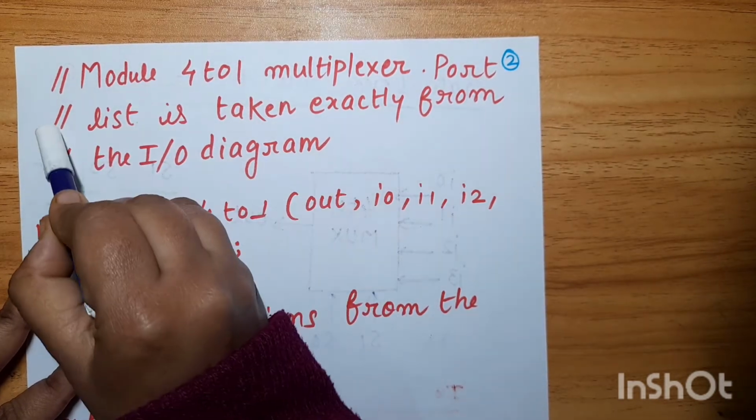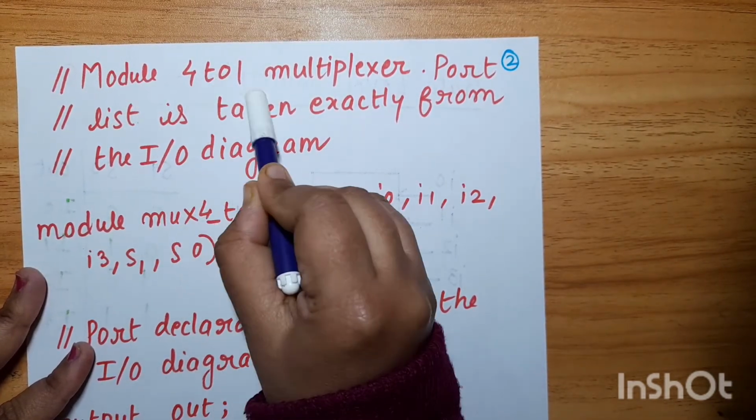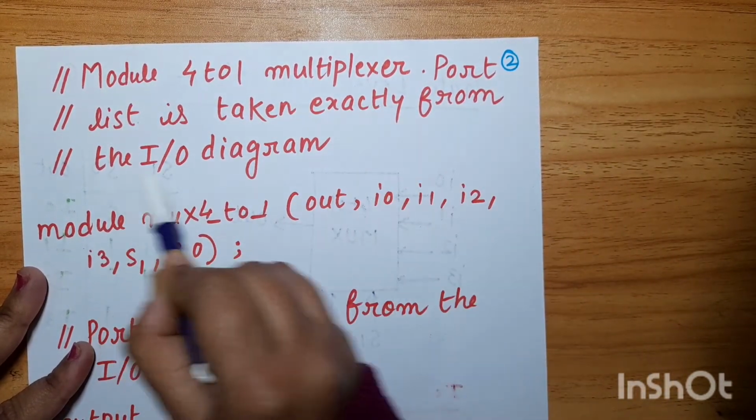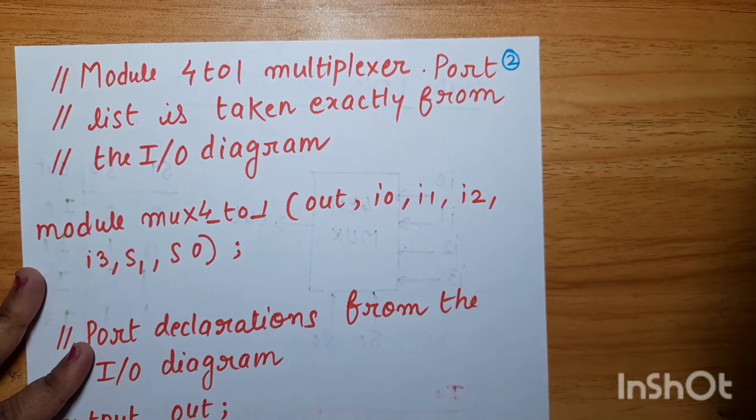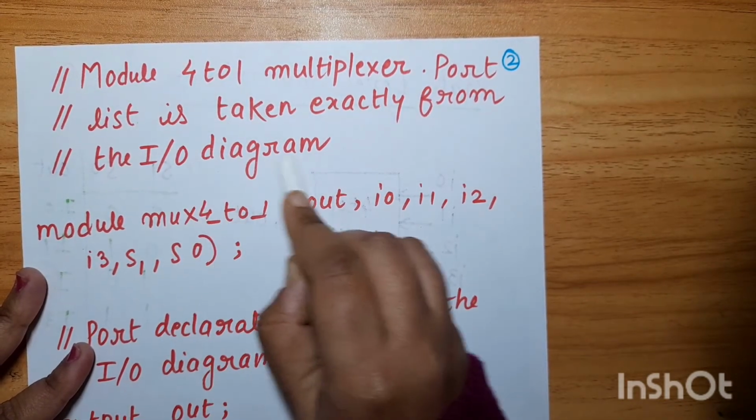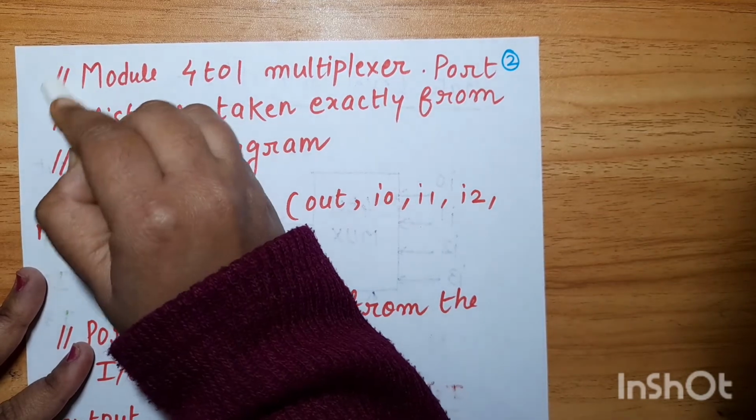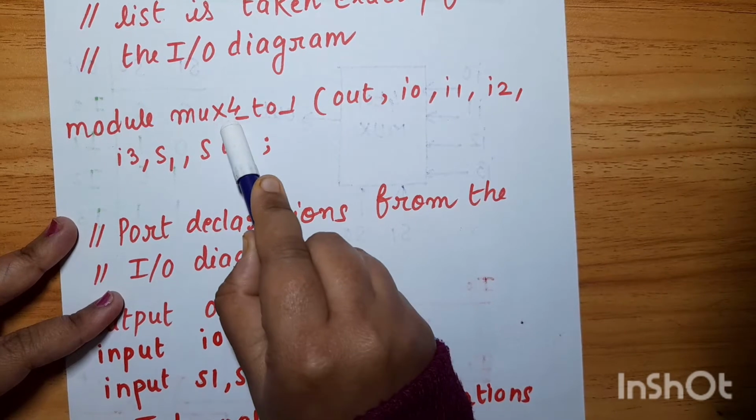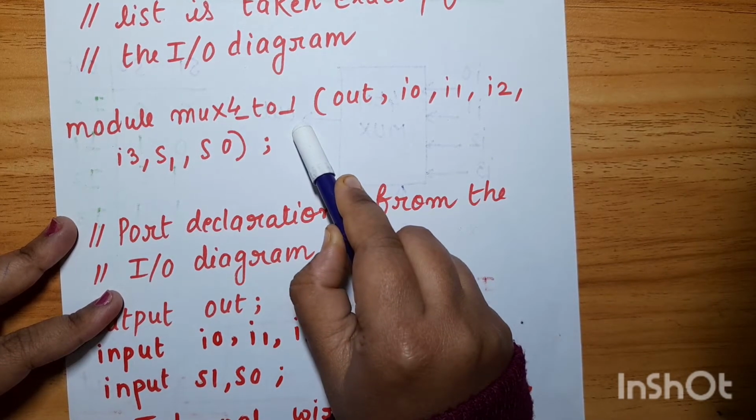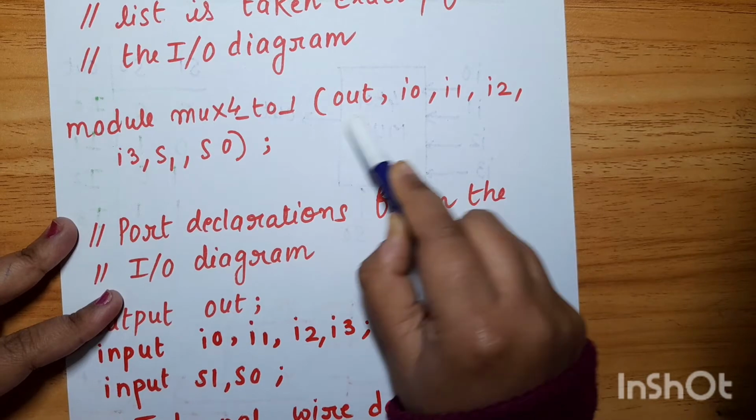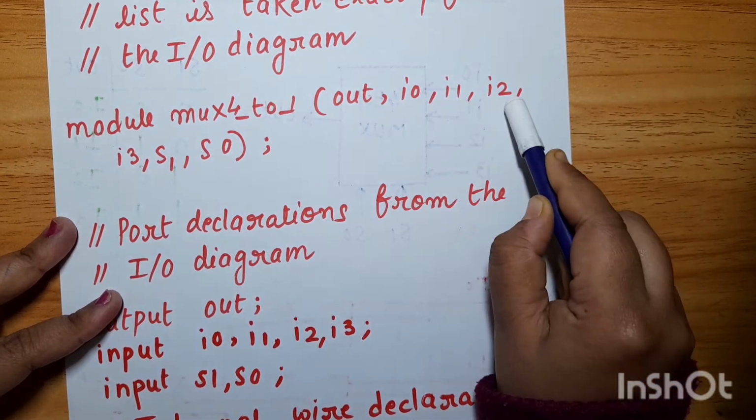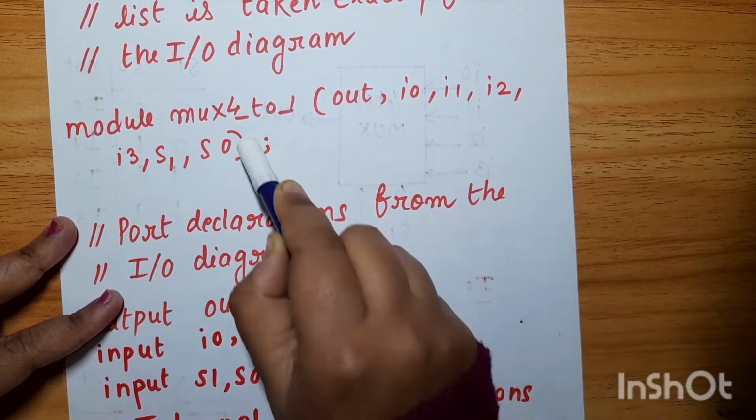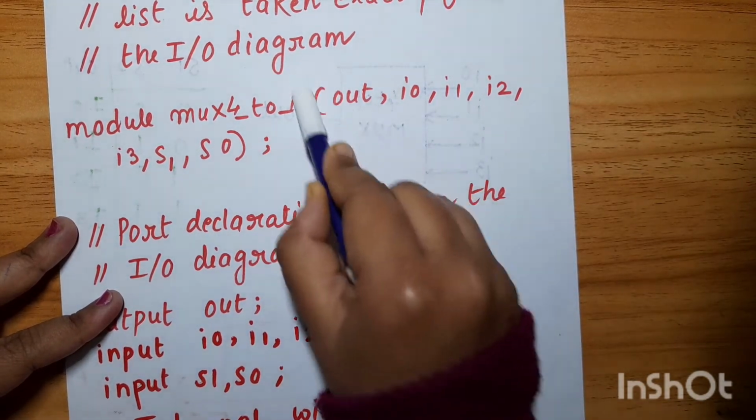Now here is the comment I have put for module 4:1 multiplexer. And the port list is taken exactly from the input output diagram that I showed just now. This symbol is for comments. So module mux_4_2_1, the 4:1 mux. Out is the output. I0, I1, I2, I3, S1 and S0 are the inputs to the module. This is the port list.